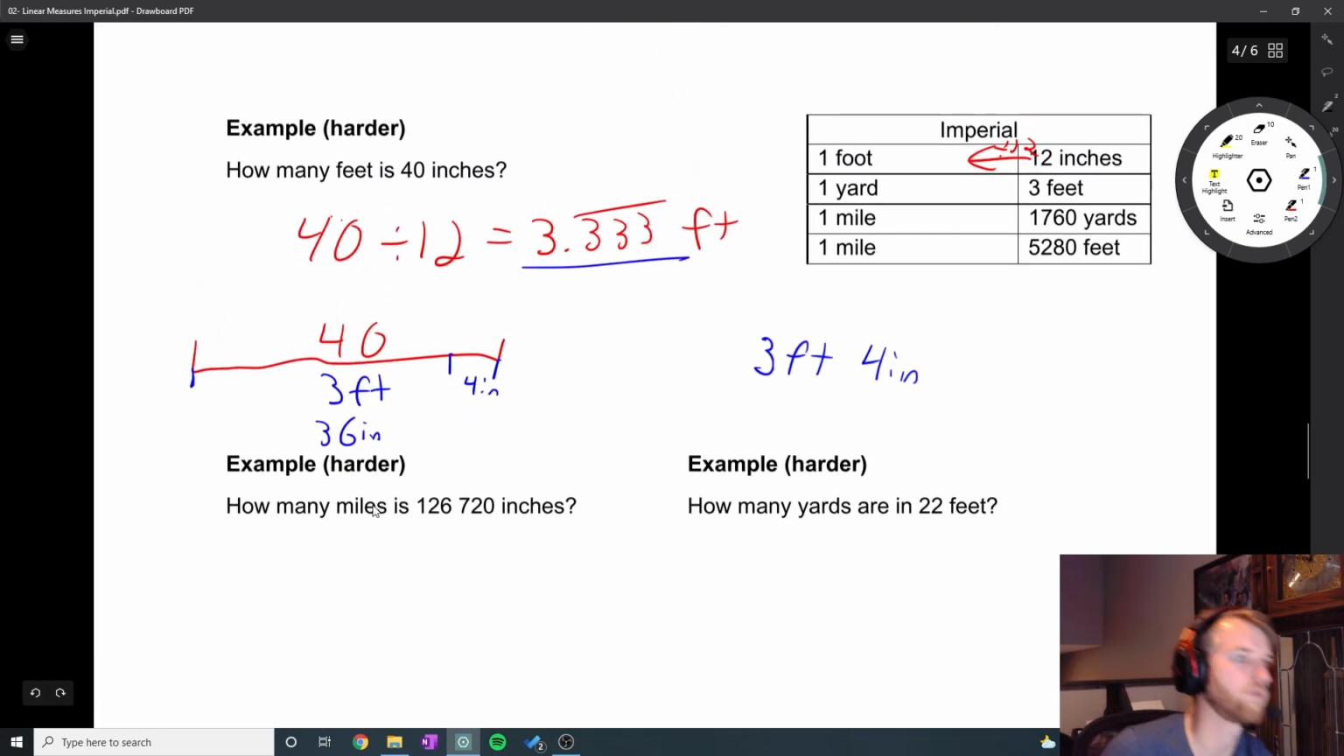Okay, and these ones are tricky for the same reasons as some of the stuff we were doing before. If I want to go from inches to miles, I need to divide by 12 to get to feet, and then divide by 5280 to get to miles. It's a two-step thing. So first I'm going to divide by 12, and I'm going to take whatever I get and then divide it by 5280.